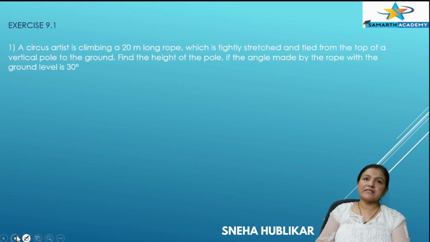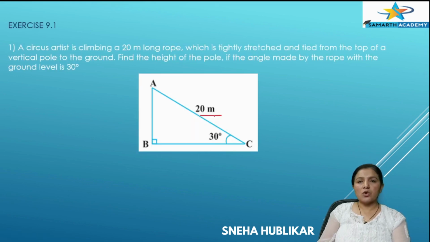So let's start with exercise 9.1. A circus artist is climbing a 20 meter long rope which is tightly stretched and tied from the top of a vertical pole to the ground. Find the height of the pole. The height of the pole is AB.